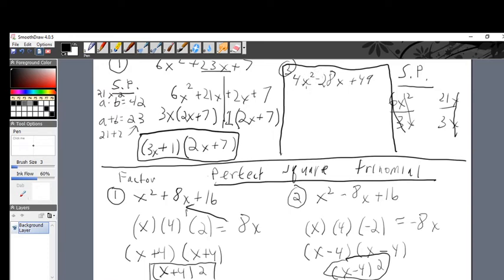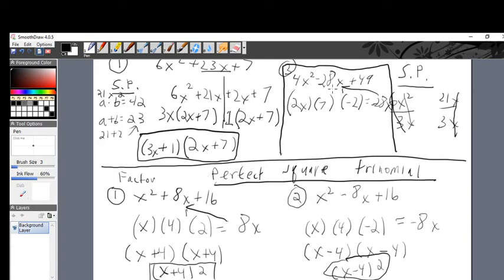It looks like something's up here. 4x squared, take the square root of 4x squared. Square root of 4 is 2. Square root of x squared is x. Okay, that's the square root of 4x squared. Take the square root of 49. It's a perfect square. Square root of 49 is a 7. What's that all together? 14x. If I multiply by negative 2, 14x times negative 2, I get negative 28x. It's got all the symptoms of a perfect square trinomial.